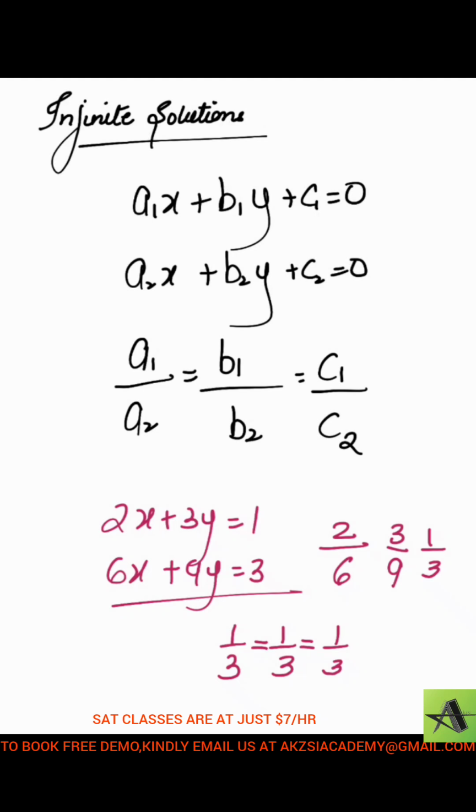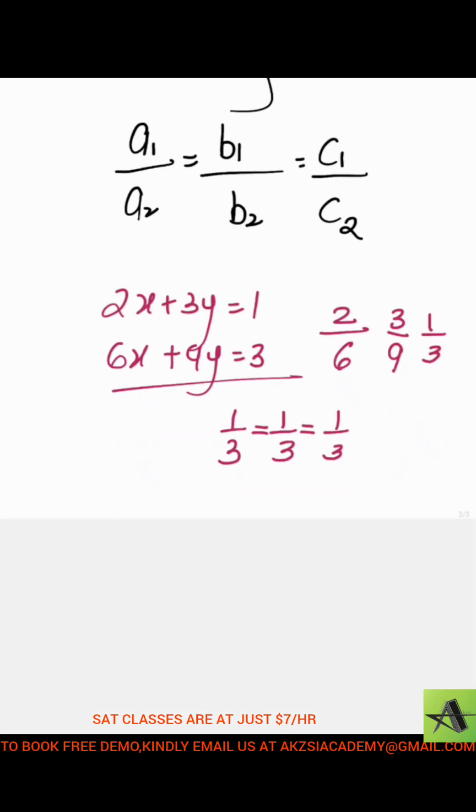Whereas in infinite solutions, the ratios a1 over a2, b1 over b2 and c1 over c2 should be equal to each other. Now the third is the inconsistent case. That means it should have no solution. So let me see the condition of this.